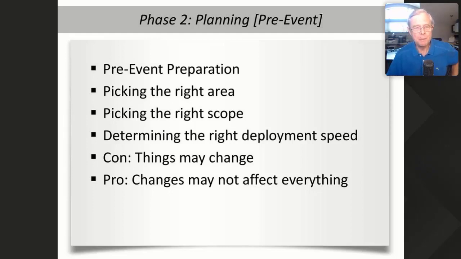Then you've got some pre-event planning or preparation for a specific Kaizen event. You need to pick the right area and the right scope. The right area would be the right value stream that we're going to work on. As for scope: how big a project are we going to try to tackle in four days? How fast do we want to roll out the various phases, the various Kaizen events, with the concern that things may change if this takes too long to go through all of them? The pro, though, is that if things change, which is almost guaranteed, the changes may not affect everything.